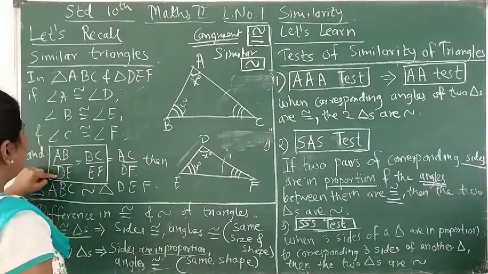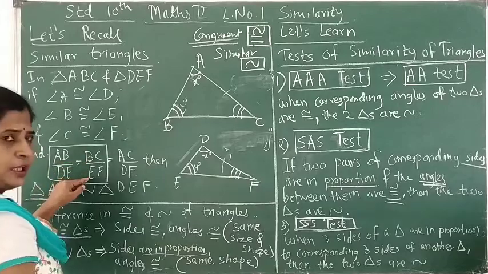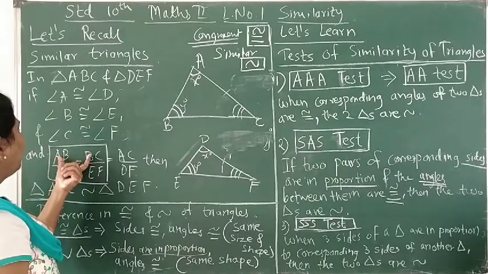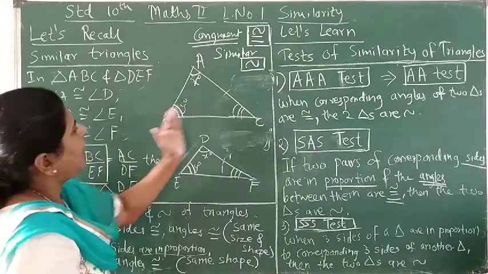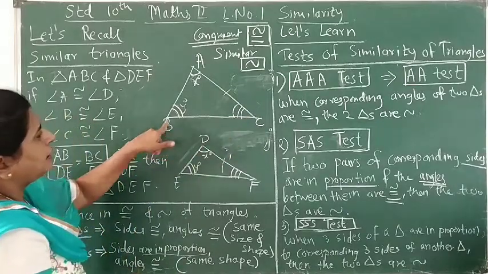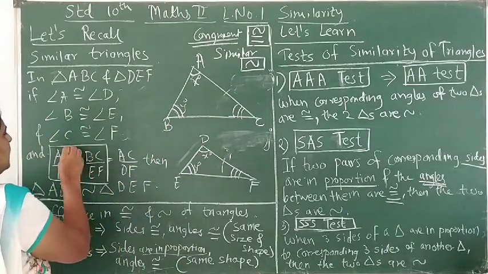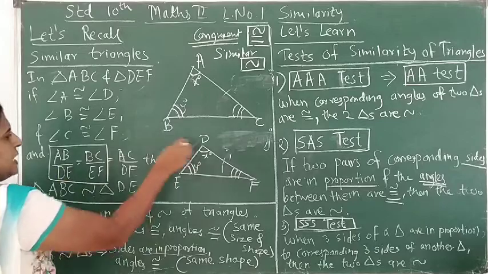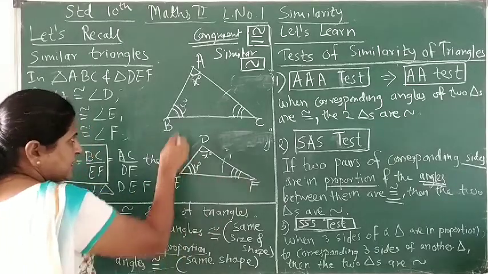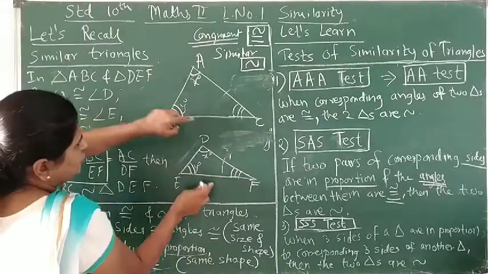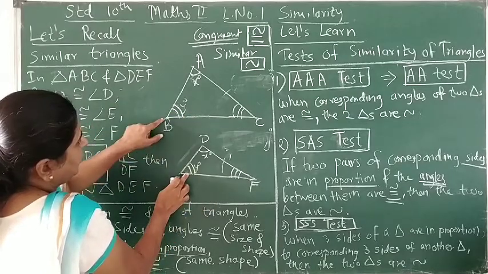We know that AB upon DE is equal to BC upon EF. Now which is the angle included by these two sides? AB and BC. B is the angle included. So here B is the angle included, and here DE and EF. If these are corresponding, and this ratio and this ratio are the same, then the included angles are B and E.